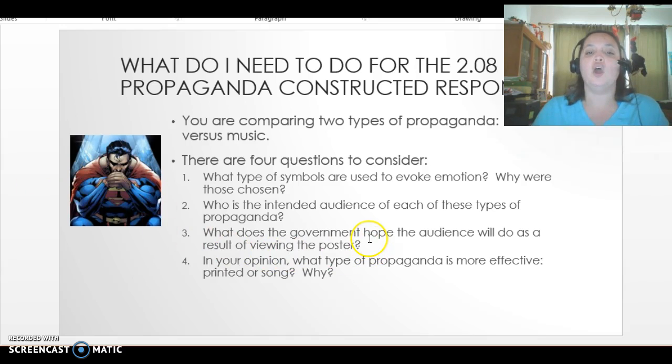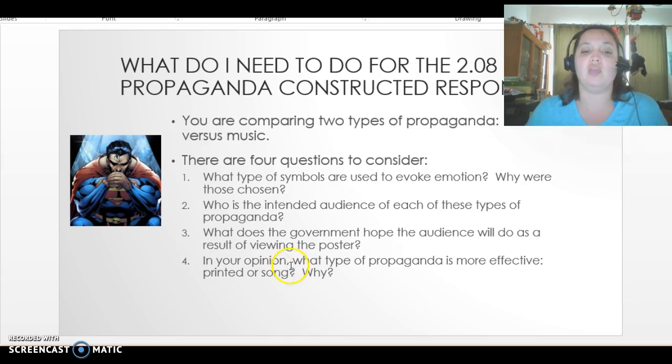Number 3, what does the government hope the audience will do as a result of viewing the poster or listening to the song, I should have said. Both of them you need to consider because the songs were commissioned by the government.